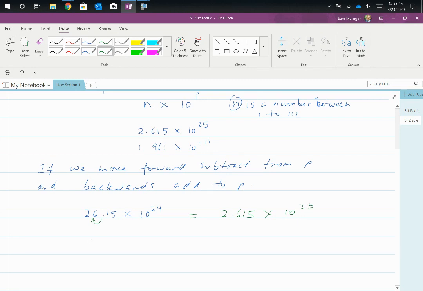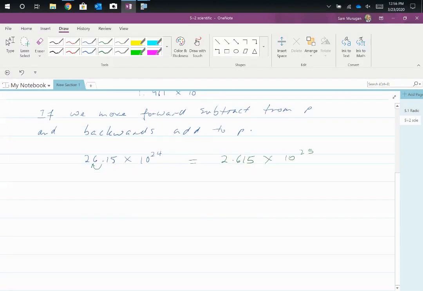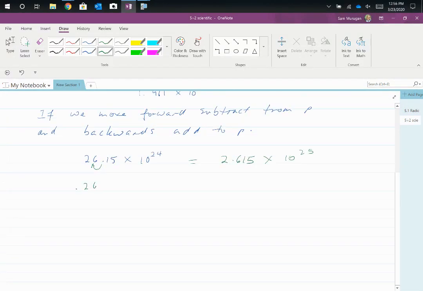If we have 0.2615 times 10 to the power 26, we have to move forward one place to get this to be a number between 1 to 10. So this is 2.615 times, and then we subtract 1 from the power to make it 10 to the power 25.